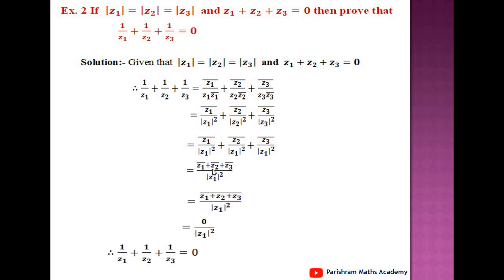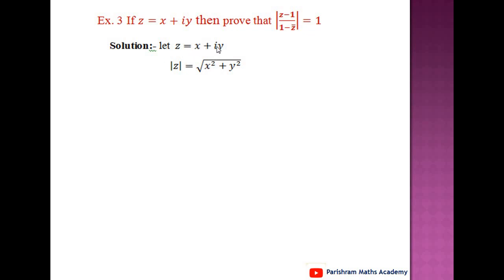Now z1 bar plus z2 bar plus z3 bar is same as z1 plus z2 plus z3 whole bar. But z1 plus z2 plus z3 is 0, and therefore 0 bar is same as 0, and therefore 0 upon mod of z1 square is equal to 0. Therefore 1 upon z1 plus 1 upon z2 plus 1 upon z3 equal to 0, which is the required proof.